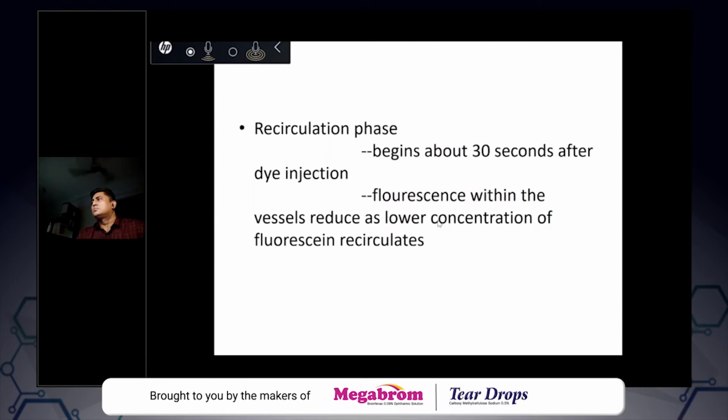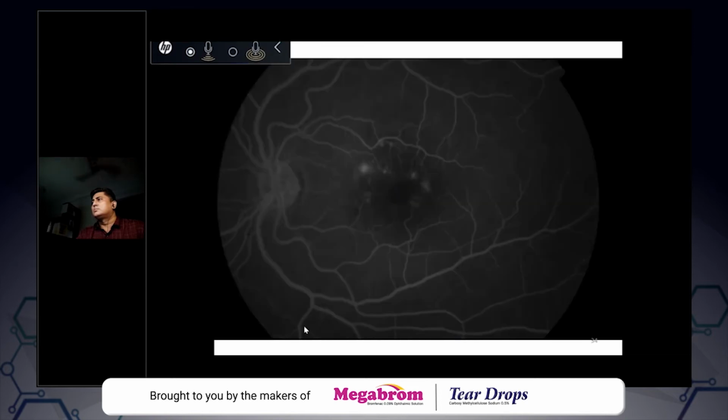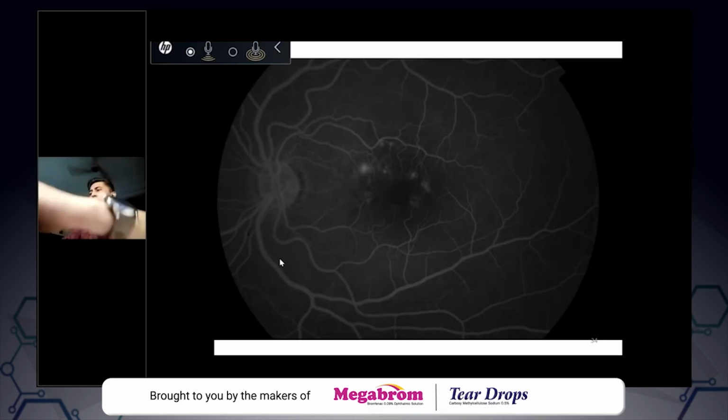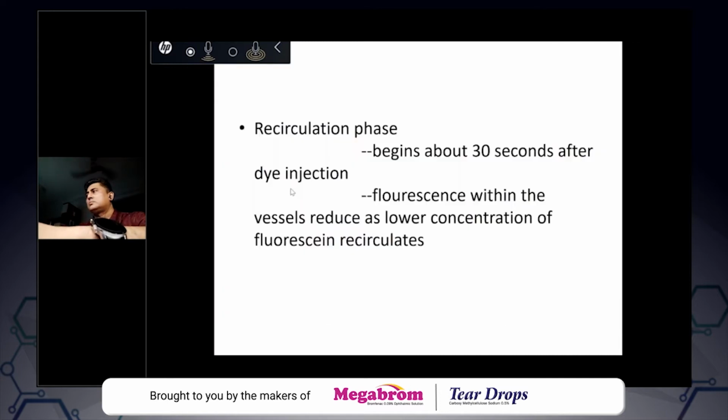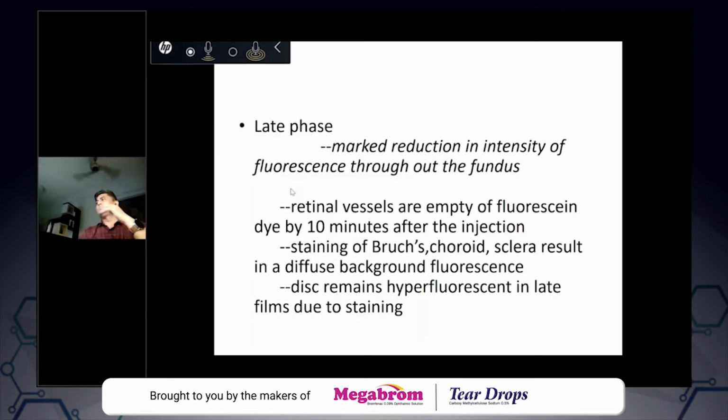Now, a very important landmark: the dye comes into the choroid by around 10 to 12 seconds. Then the dye completely fills the vein by around 25 seconds after the dye injection. Now there is a phase called the recirculation phase, which begins about 30 seconds after the dye injection. In this phase, you can see that the brightness of the vessel has now decreased. This is because the fluorescent content in the blood is reduced because of the recirculation.